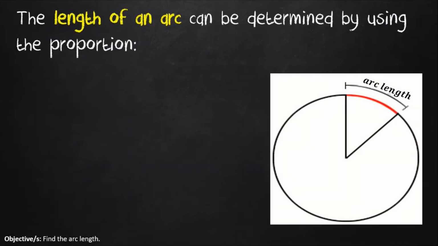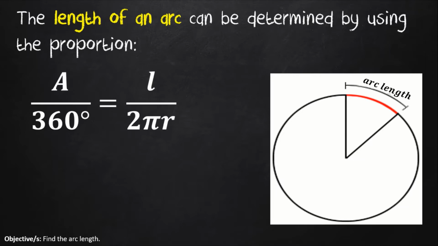The length of an arc can be determined by using the proportion A over 360 degrees is equal to L over 2 pi r. So actually, we are relating the concept of the measure of the arc with the circumference of the circle. So dito, mapapansin nyo, ito yung arc length. Ang arc length, actually, it is a fractional portion of the circumference of the circle.